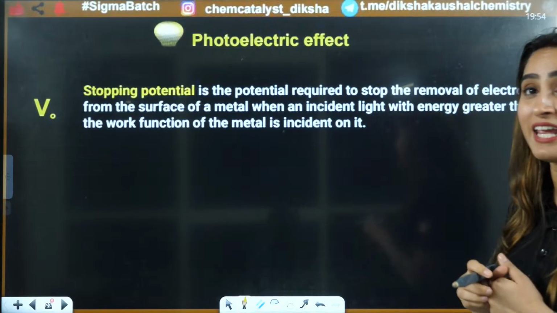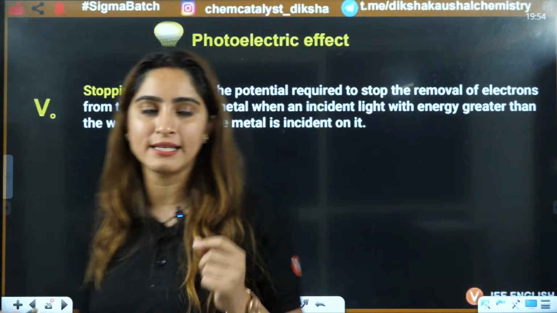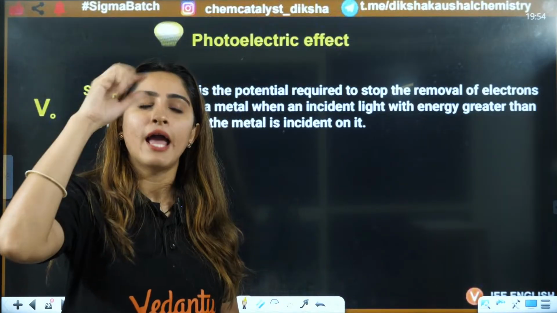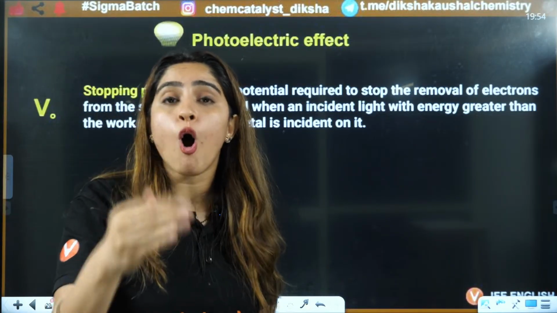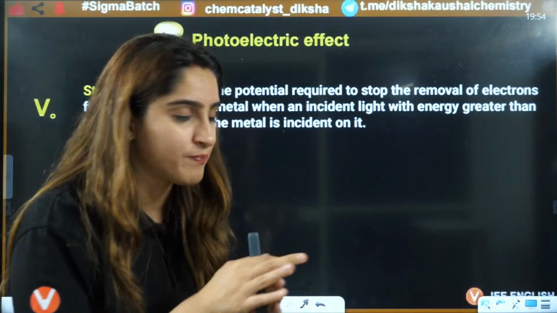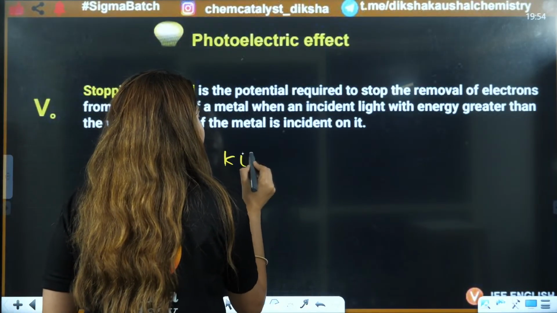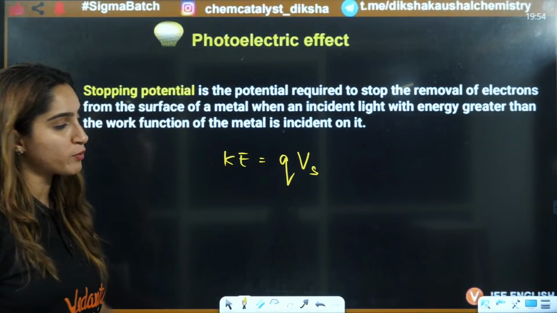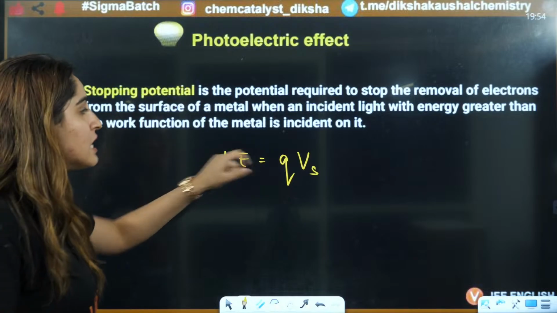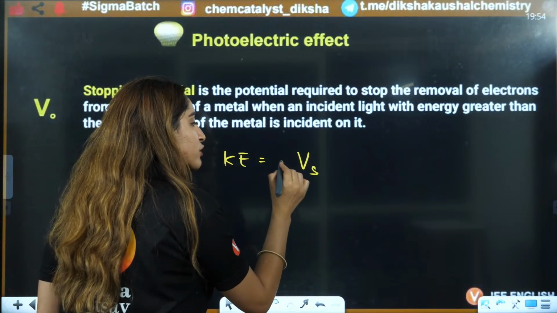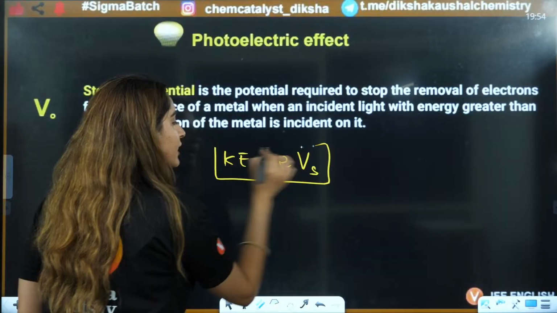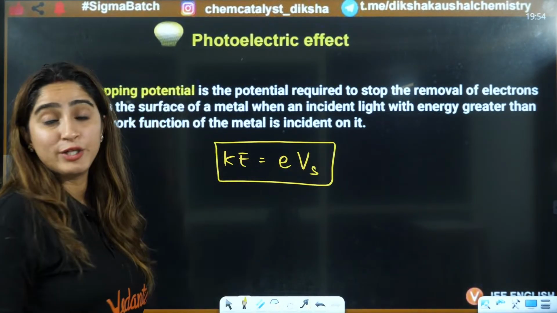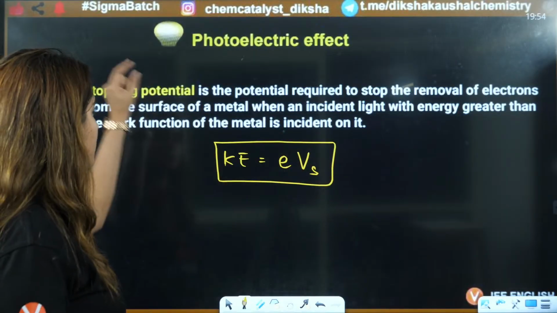Now let us see the variations here. What is stopping potential? All these things. Stopping potential is the external potential you apply to stop the motion of the electron. That means kinetic energy is equal to charge into Vs. Vs is the stopping potential, and q is the charge. Charge of the electron is e. So you can say that kinetic energy is equal to e into Vs.